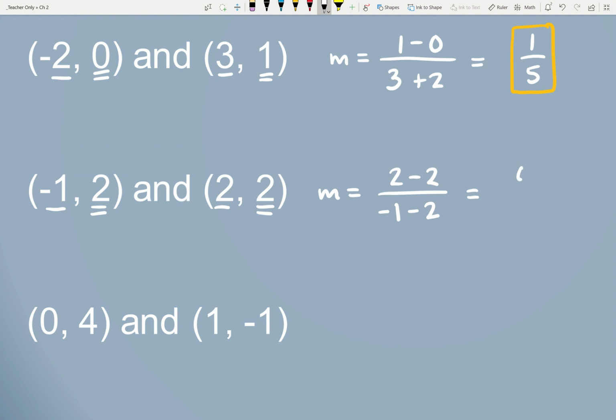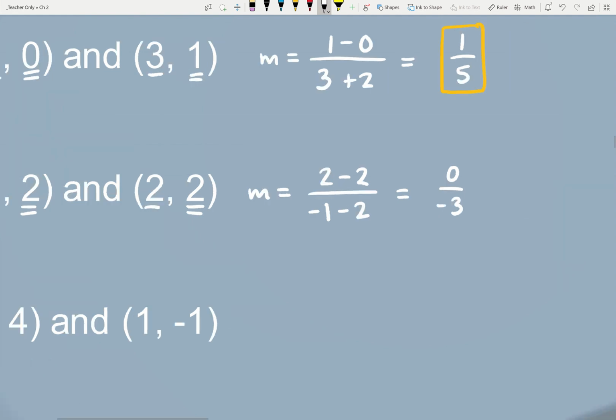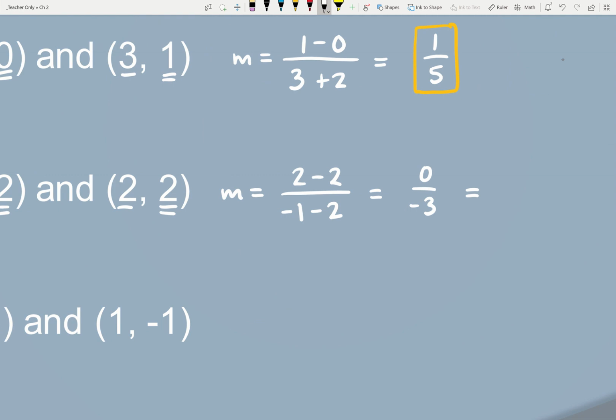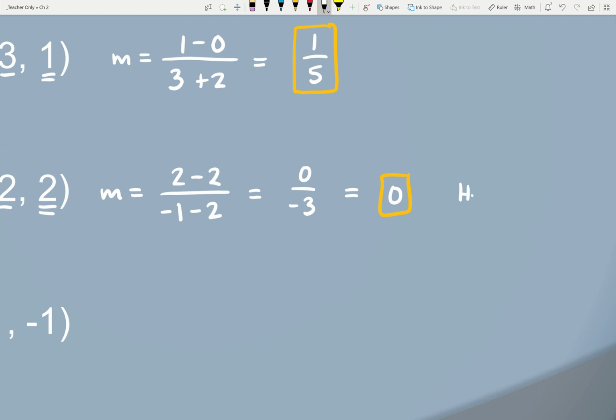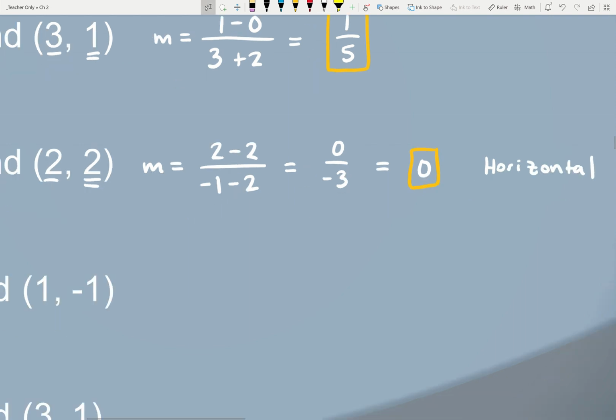In the top, I get 2 minus 2, which is 0. On the bottom, I get -1 minus 2, which is -3. And so if you take 0 divided by -3, then you get 0. And so the slope here would be 0. What that must mean is that we are dealing with a horizontal line in this example. Anytime that your slope is 0, you have a flat horizontal line.